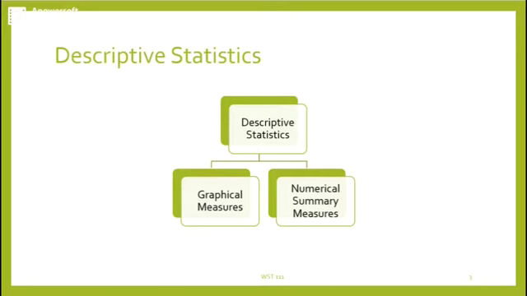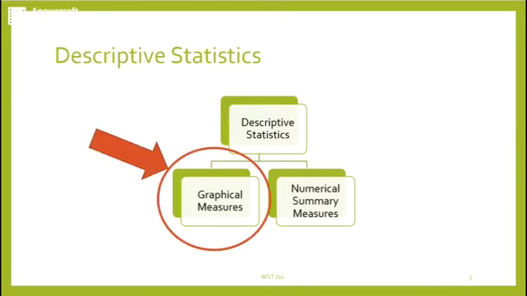Let us remind ourselves of the two branches of statistics that we talked about in the previous lecture. The two main branches are descriptive statistics and inferential statistics. Descriptive statistics can be divided into graphical measures and numerical summary measures. Section 1.2 is all about graphical measures. This is what we will cover in this video.